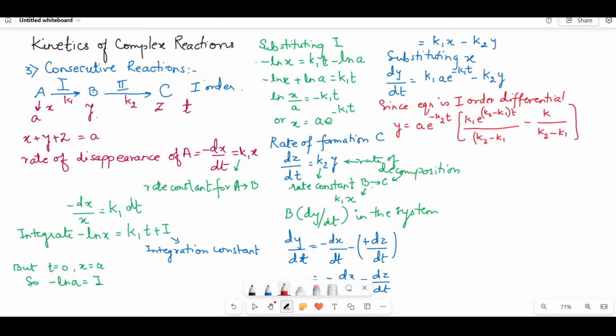Just put it into the bracket so that there is not much confusion, which is equal to k1a divided by k2 minus k1, which is taken out as common, and e raised to minus k1t minus e raised to minus k2t. So k1 and k2.